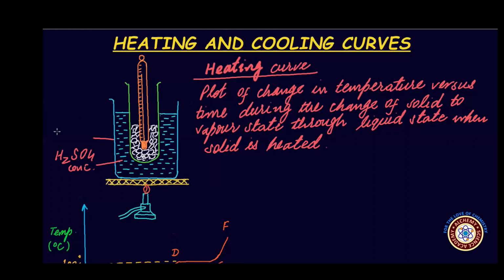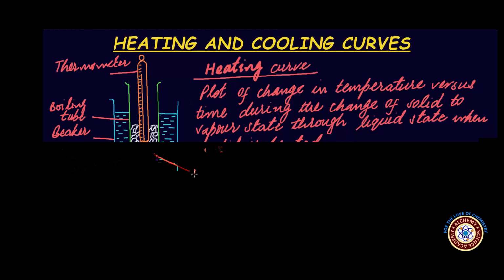This is the outer beaker. This thing is the boiling tube. This is a thermometer to record the change in temperature with time, and this is ice. Say for example, this is a wire gauze, and this is a Bunsen burner as a source of heat.